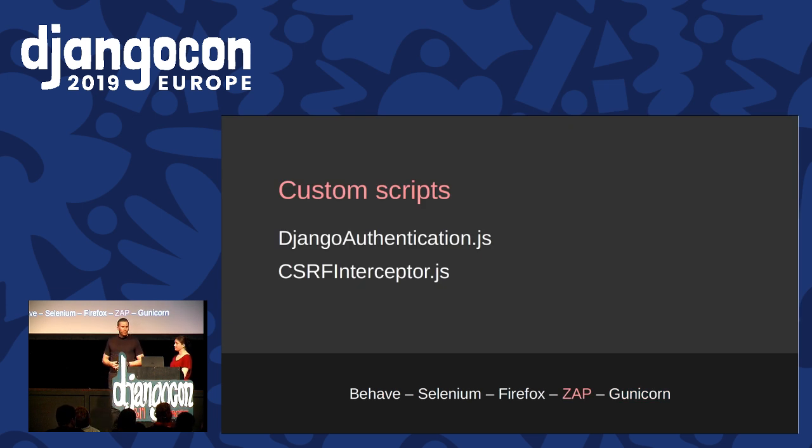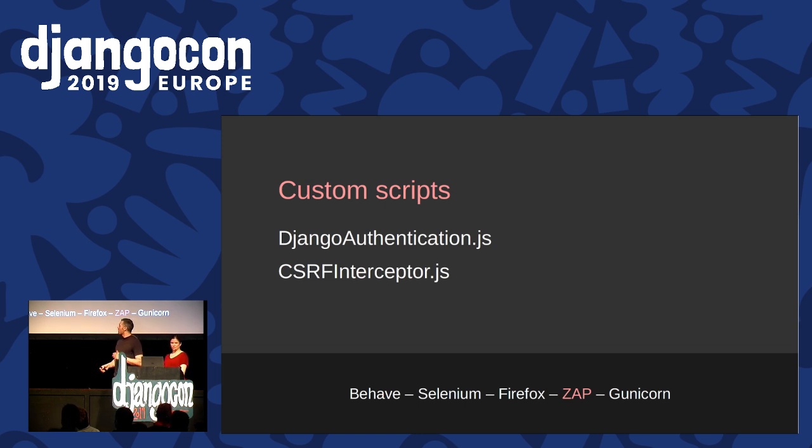Now looking at Zap. Zap is not built specifically for Django or for any framework. That means that to use it with Django, we need to tune it a little bit with a couple of customization scripts. We've written these and saved them into the Django Goat project where you can look at them. There are essentially two things that we need to customize. One is the way that Zap handles authentication. The first script does that for Django.